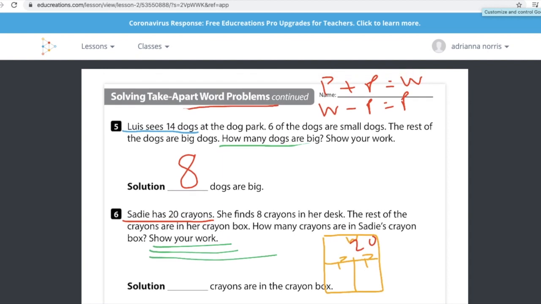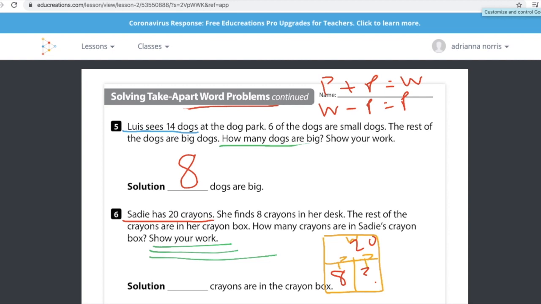She finds 8 crayons in her desk. So that means we have 2 different parts of crayons. We have some that are in her desk, and we said the rest are in her crayon box. So we have 2 different places of our crayons, which means 2 different parts. We have our desk crayons and our crayon box crayons. We know that 8 of those crayons are in her desk. We don't know how many are in her crayon box. So that means it is a question mark.